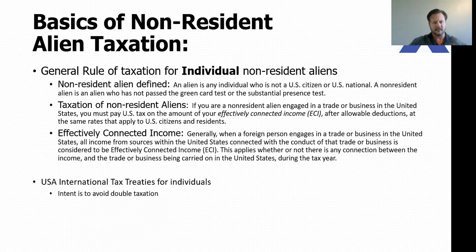And then this applies whether or not there is any connection between the US income and the trade or business being carried on in the United States during the tax year. So yeah, this shows that individuals are taxed differently from corporations. And this is where it can benefit you. If you're not a US citizen doing business and generating revenue in the United States, you're taxed differently if you're an individual versus a corporation or an LLC or a partnership.